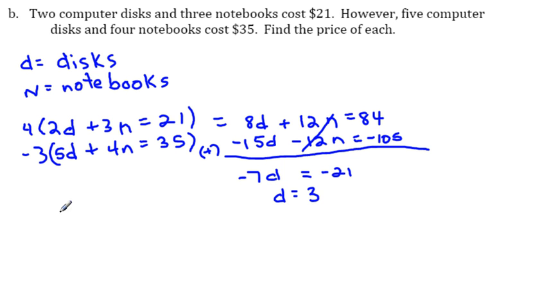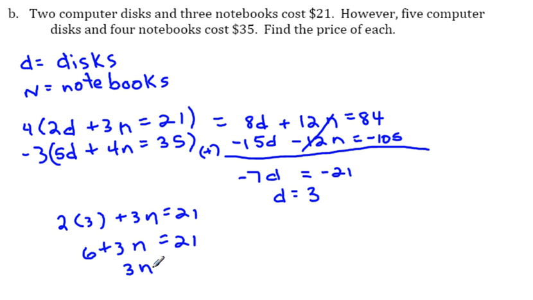I'm going to choose the first equation, but of course it doesn't make any difference. That gives me 2 times 3 plus 3n equals 21. You notice I didn't pick the one with bigger numbers in it, because why work with the bigger numbers? 2 times 3 is 6 plus 3n equals 21. I'm going to subtract 6 from 21, and I have 3n equals 15, and that gives me n equals 5.